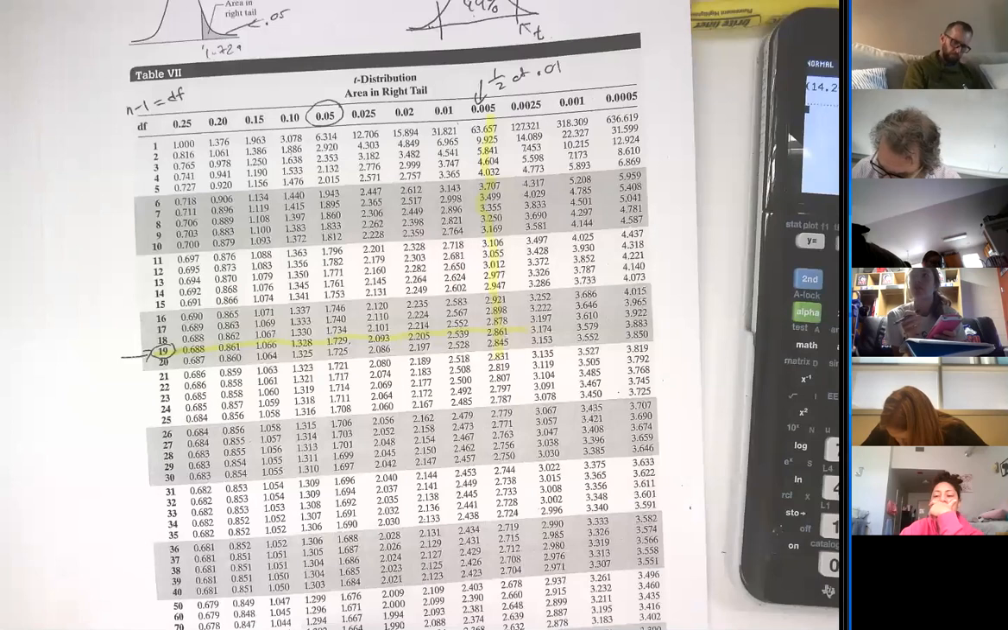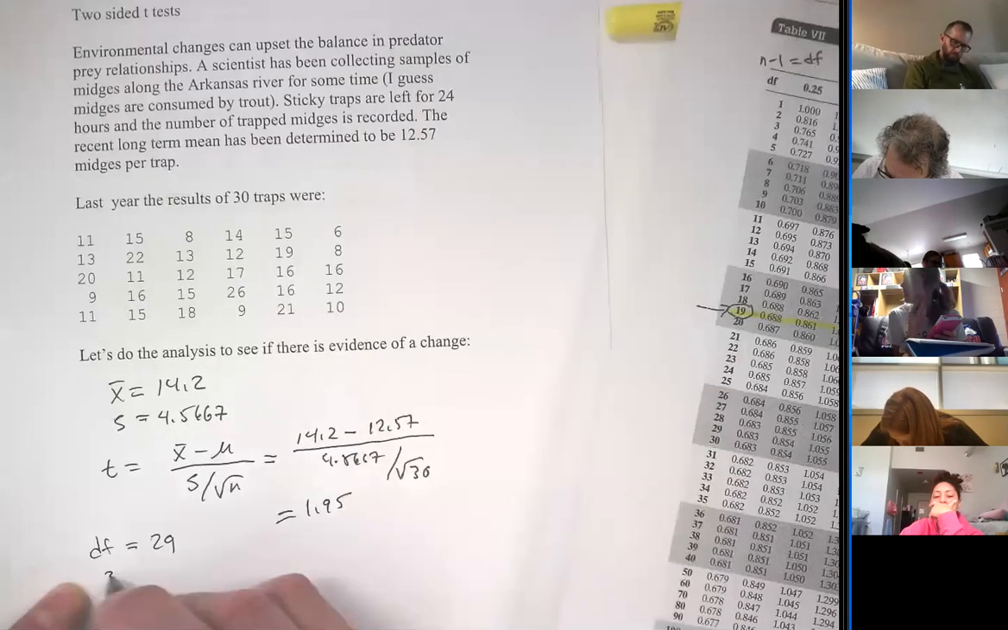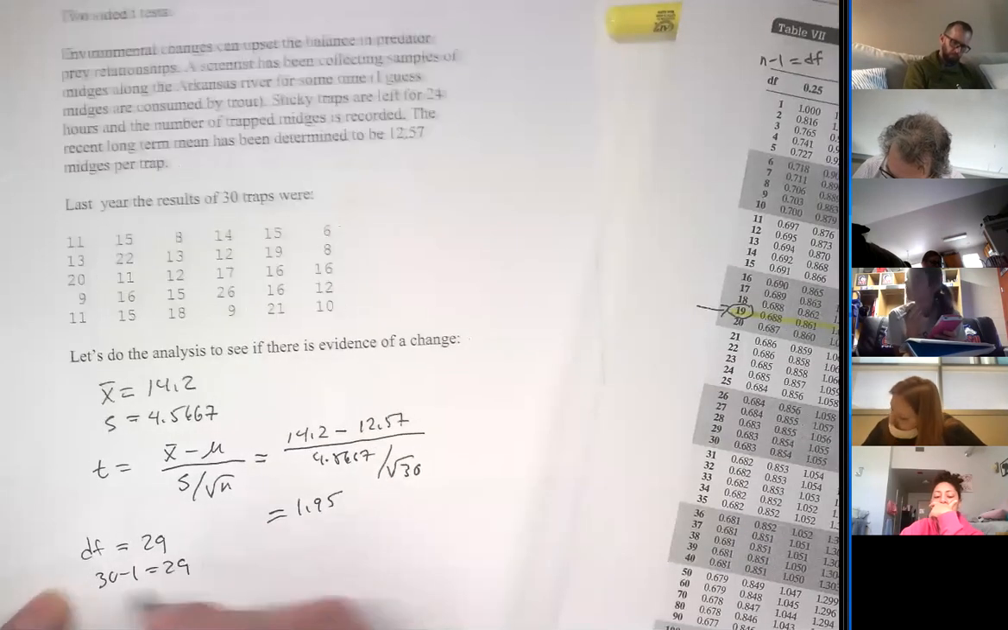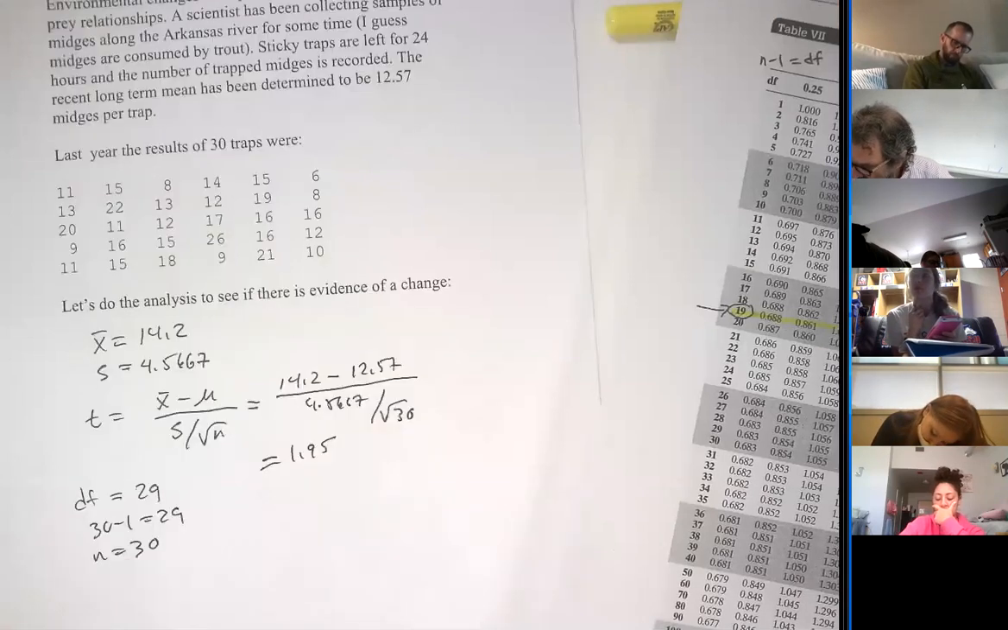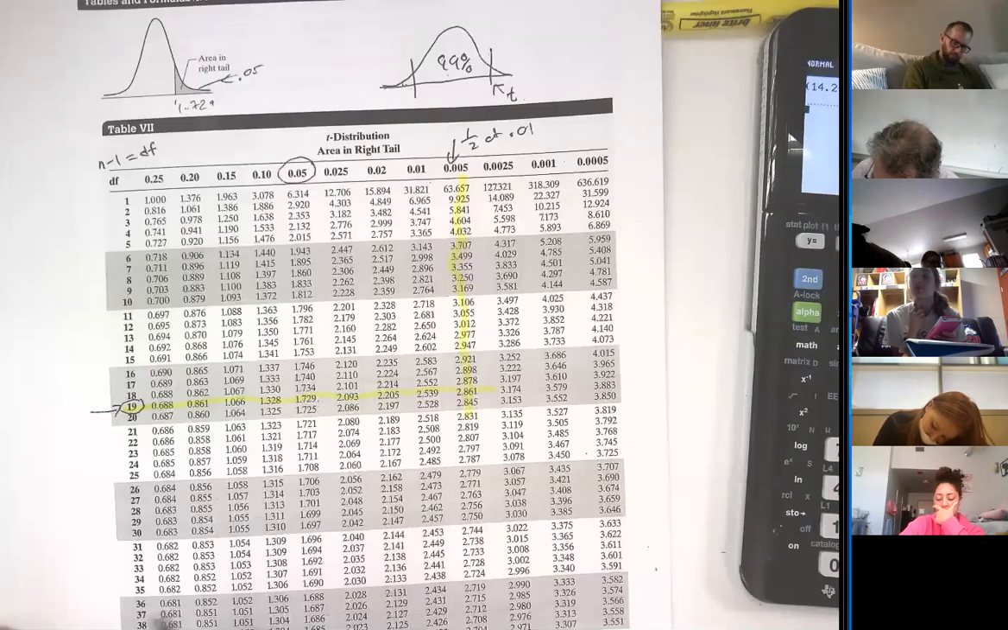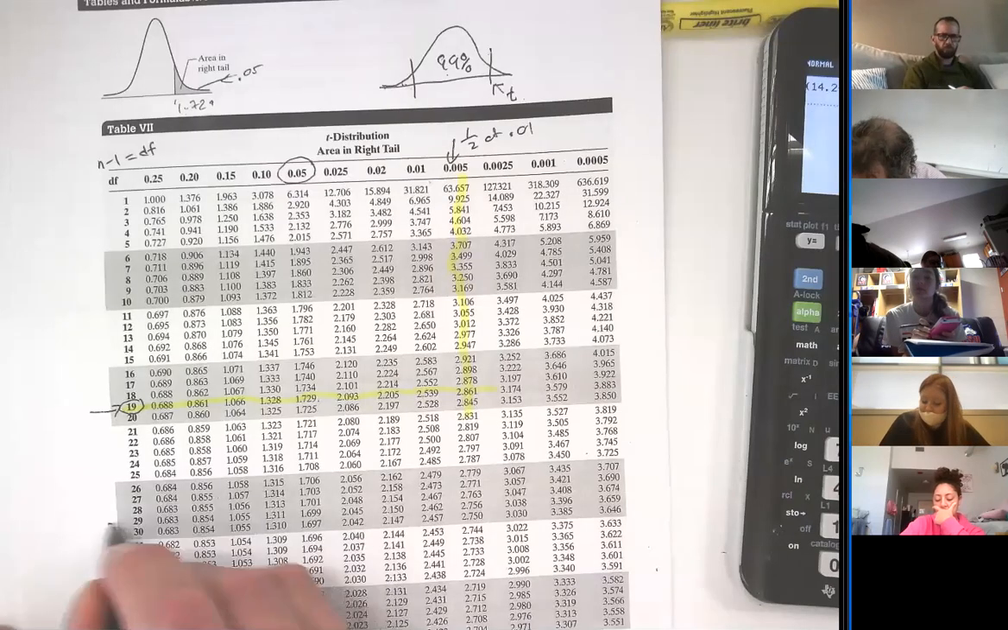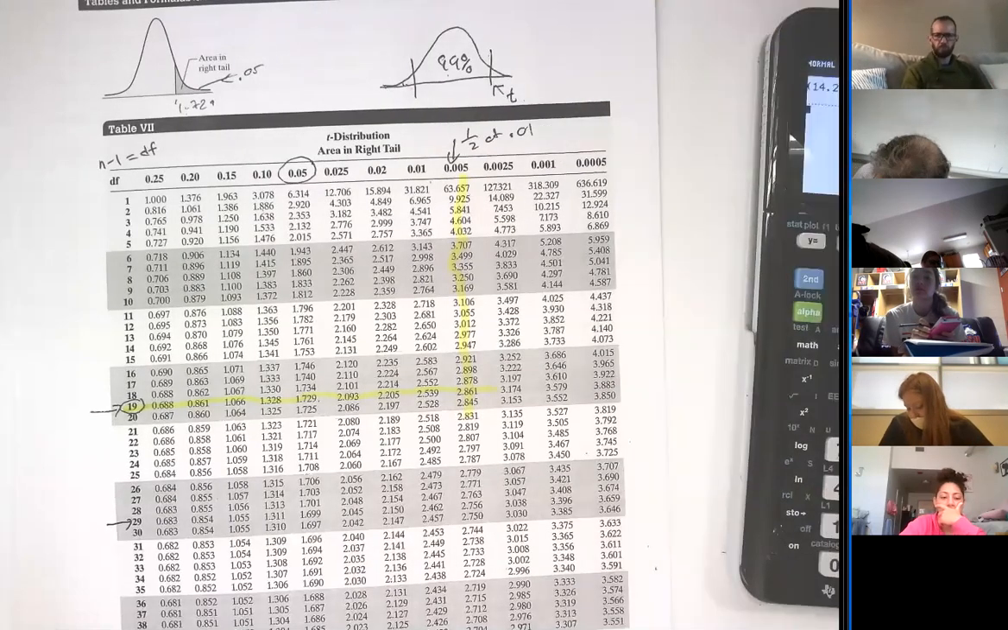So I'm on my t-table here. Oh, it's 1 less, right? That's 30 minus 1. It's 29. N is 30. Keep writing, okay. And then we're going to come in here. Right there's 29. I'm zooming across this row here.